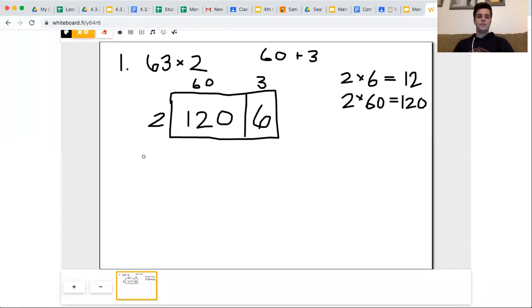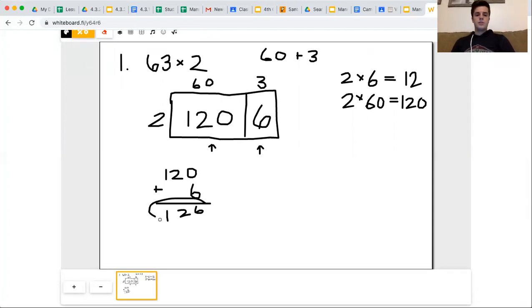And now all we have to do is add these two numbers. So let's add 120 and 6, which is pretty easy, right? We have 6, 2, and 1, 126. So now we know that the answer to this multiplication problem, 63 times 2, is 126. Let's see if we can solve this using a different method.